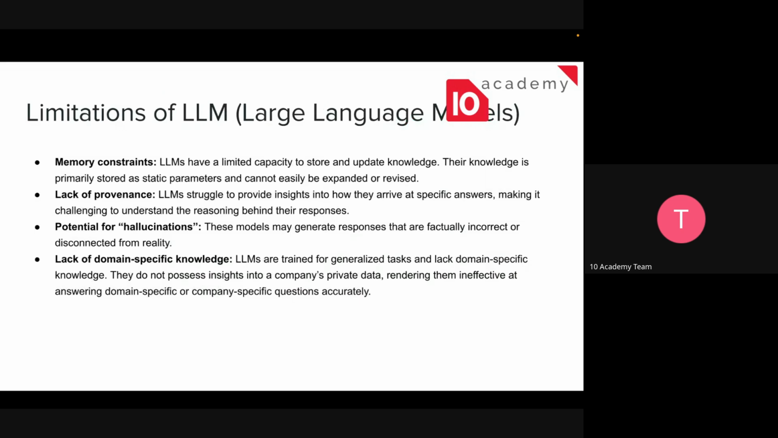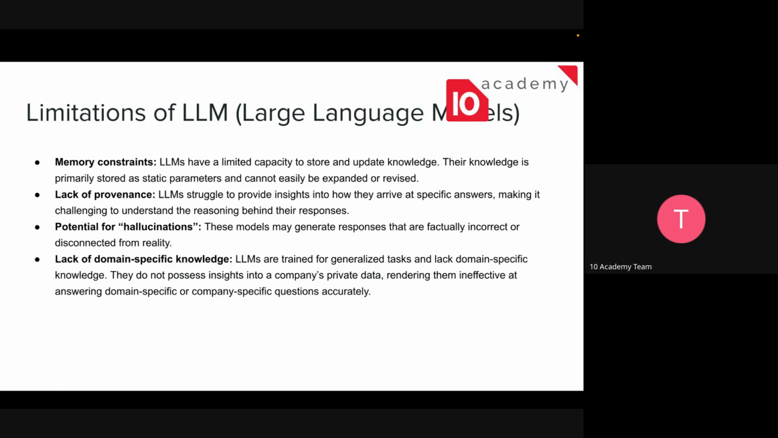So this is the concept of RAG, nothing complicated. What are the limitations of LLMs? First, memory constraints: LLMs have limited capacity to store and update knowledge. Their knowledge is primarily stored as static parameters and cannot easily be expanded or revised. They are trained once, so they won't have all data, and they will hallucinate instead of saying I don't know.